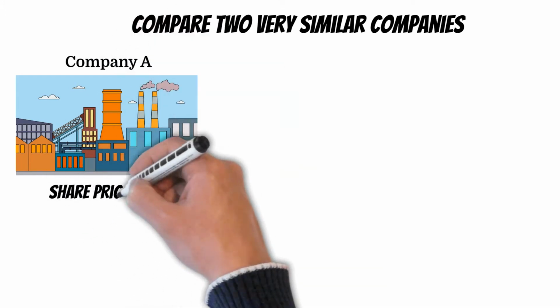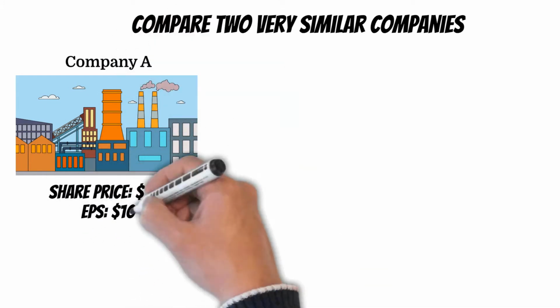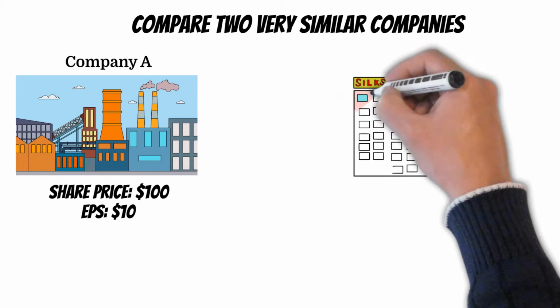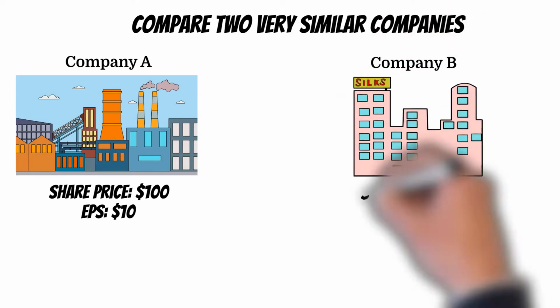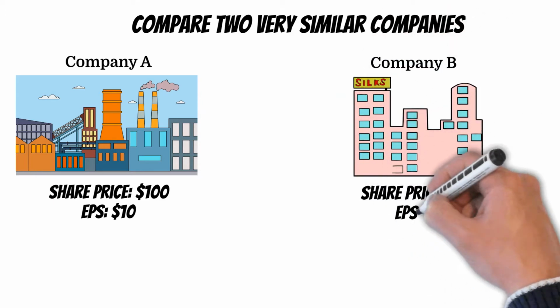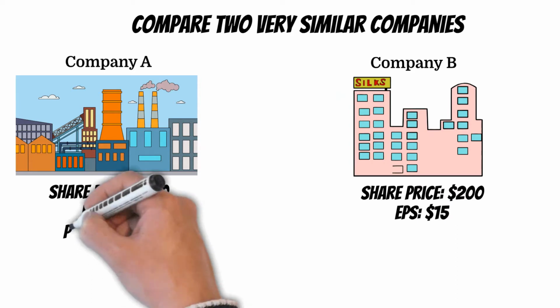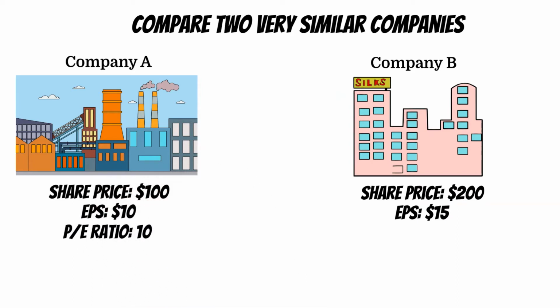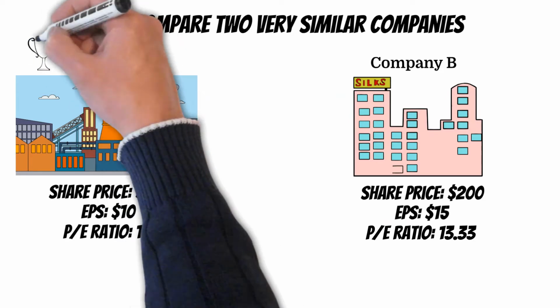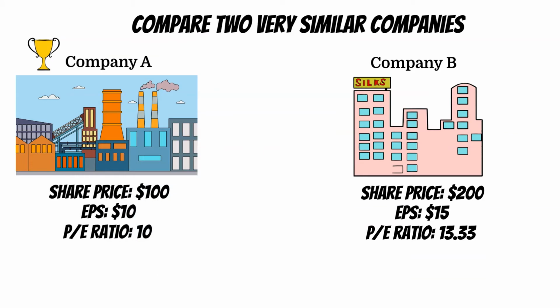Let's take company A again with its share price at $100 and earnings per share at $10. Now let's add company B. Its share price is $200 and its EPS is $15. We already know the PE ratio of company A, so let's calculate it for the company B. 200 divided by 15, and we get 13.33, which tells us that we have to pay more for every dollar the company B makes. In this case, it might be better to buy shares of company A.